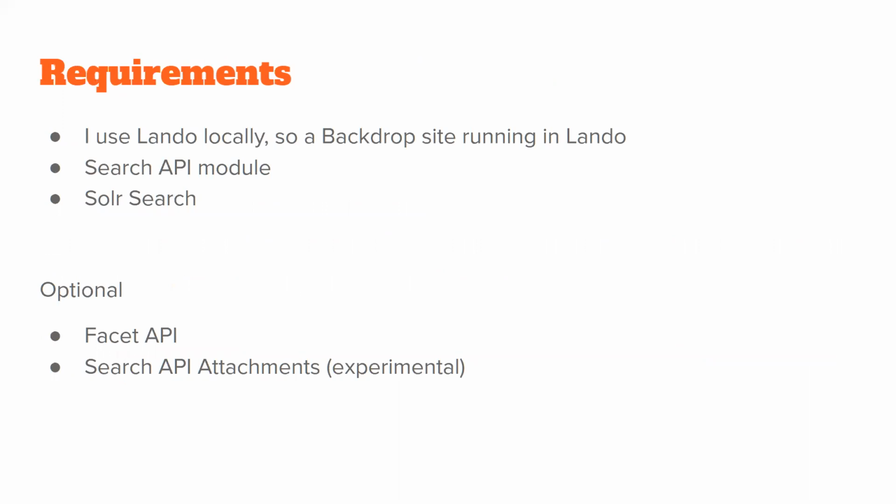So in order to make this work, you of course need Lando running a Backdrop site locally. You need the Search API module and the Solr Search module. Optionally, you can use the Facet API module, and there is another Search API module that I discovered in Drupal called Search API Attachments that I kind of ported. What Search API Attachments can do is that if you have a site with a bunch of PDFs, instead of just searching the title of the PDF, it will full text search the contents of the PDF and return results based on what is inside the PDF.